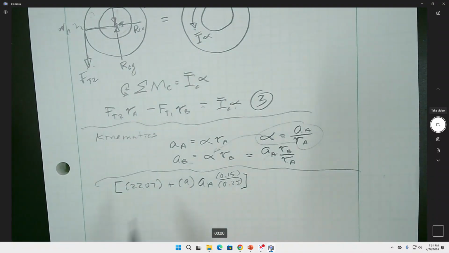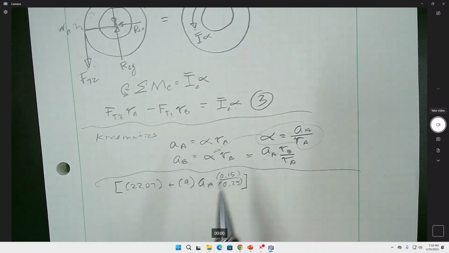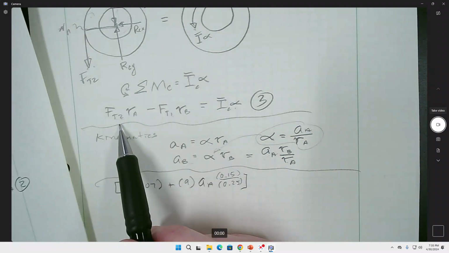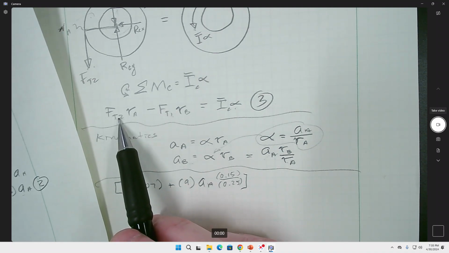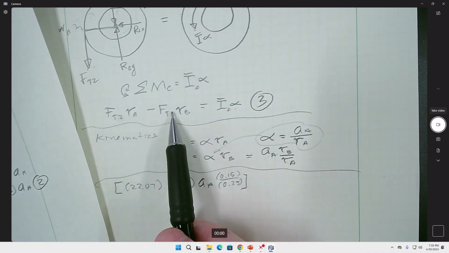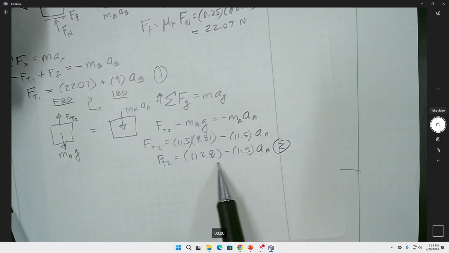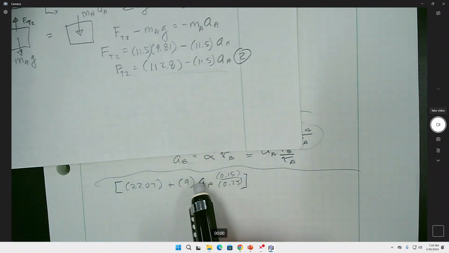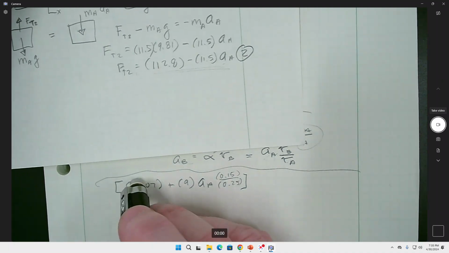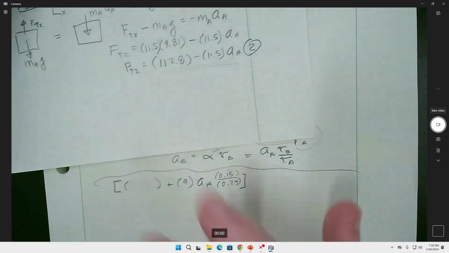Are you doing FT1 or FT2? You're right. My bad. I think I just made a brain blunder. So let me fix it. I accidentally jumped to FT1. I should have done FT2 right there. So this right here needs to change. My bad. Thank you for catching that.